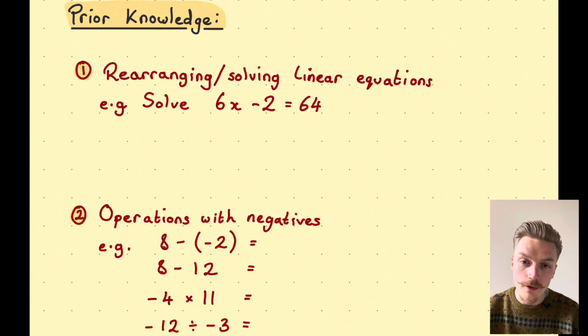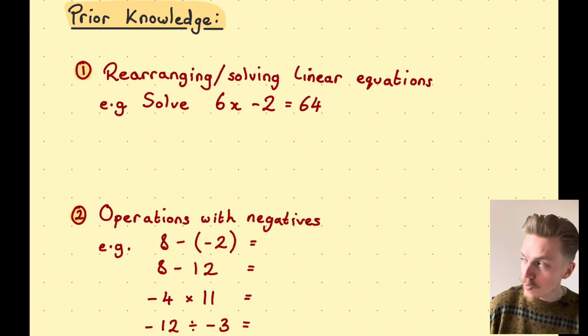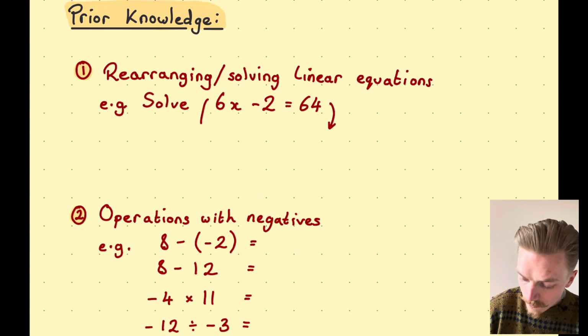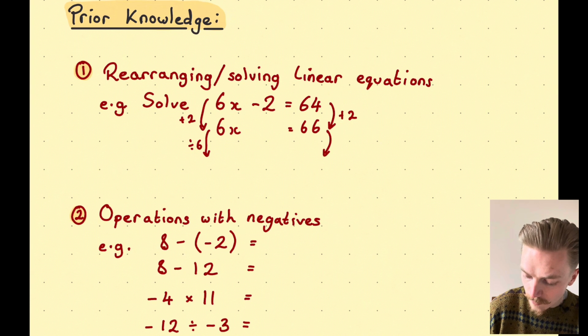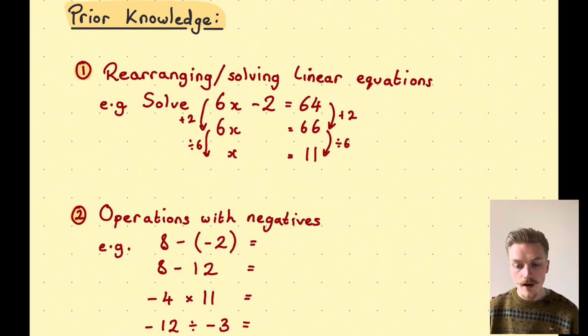Do let me know in the comments though if you want me to do a full-on video about solving equations. So I'll just briefly show how to do it, just to help you out. So first off, we're going to be adding 2 to both sides. So we get 6x equals 66. And then we want to divide both sides by 6. So x equals 11. So we're undoing each step as we're going down. So I'm not going to go into full detail on that. If you want a full episode on it, just leave us a comment.